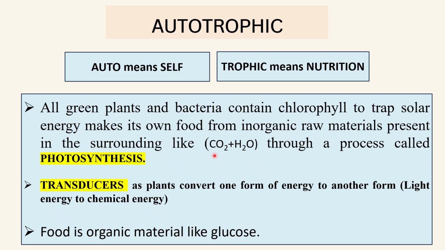We all know that CO2 is present in the atmosphere, and water is also present in our surrounding. All animals exhale carbon dioxide, and this process of making food is called photosynthesis. These plants are also known as transducers, as they are able to convert one form of energy to another. That is, they have the ability to convert light energy to chemical energy. This chemical energy, that is the food, is available as an organic substance, for example glucose.